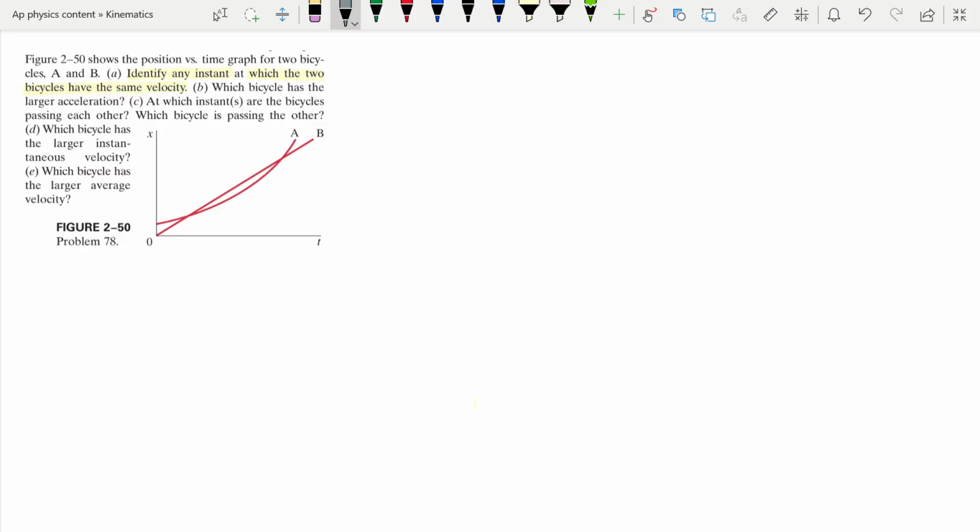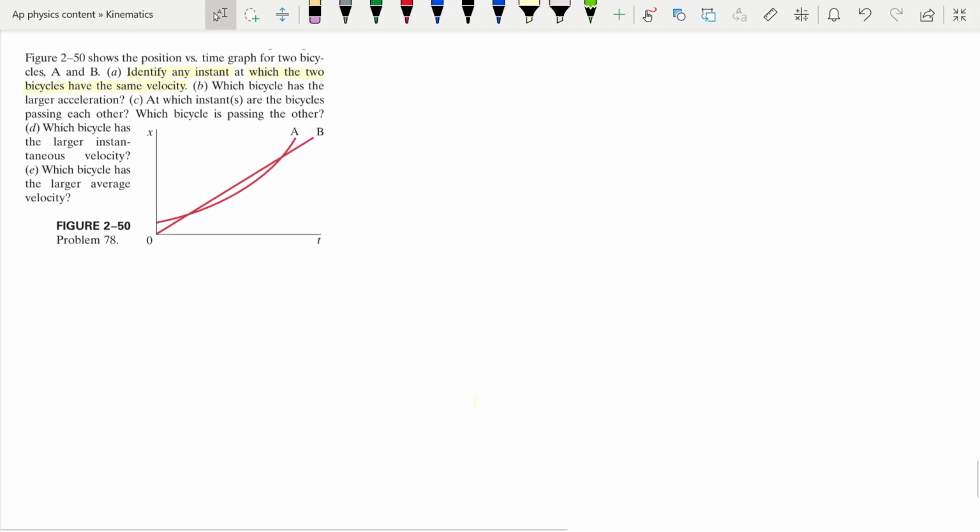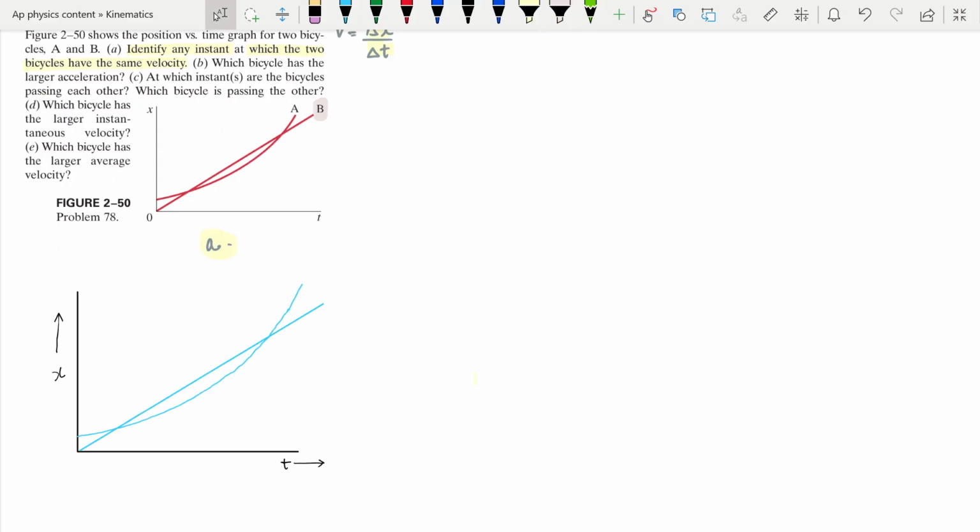Okay. So first of all, what is the basic concept? Before doing this question, you must know that the velocity is the slope of the position-time graph. So it means that for the curved graph, the velocity will be changing because the slope is changing, right? And for the straight-line graph, for B, the velocity is constant. So this straight line is for bicycle B and this is for A.